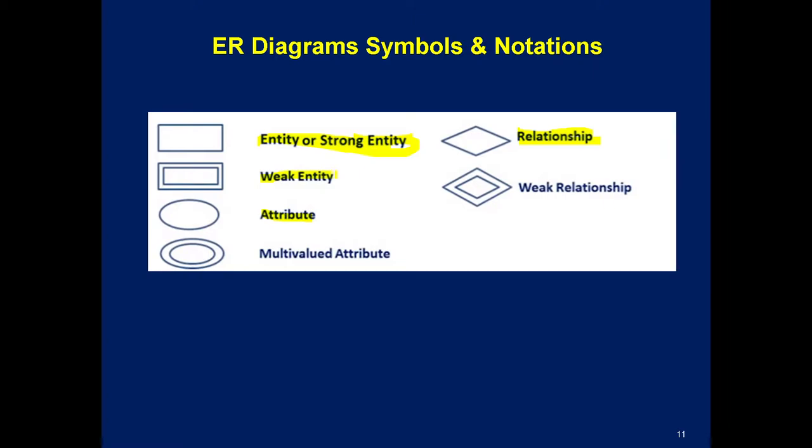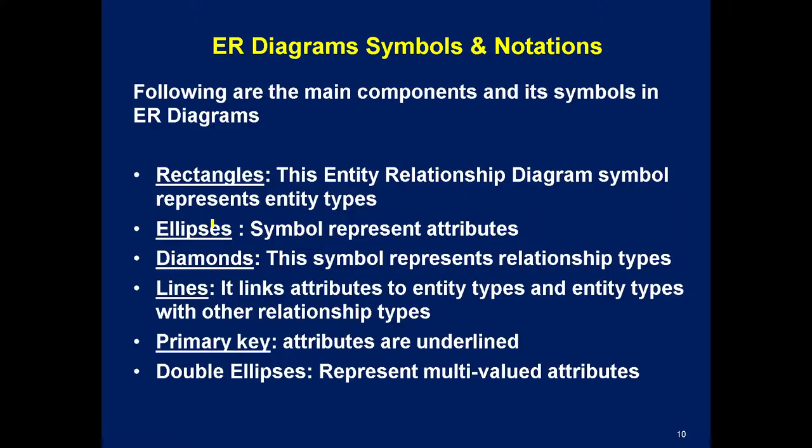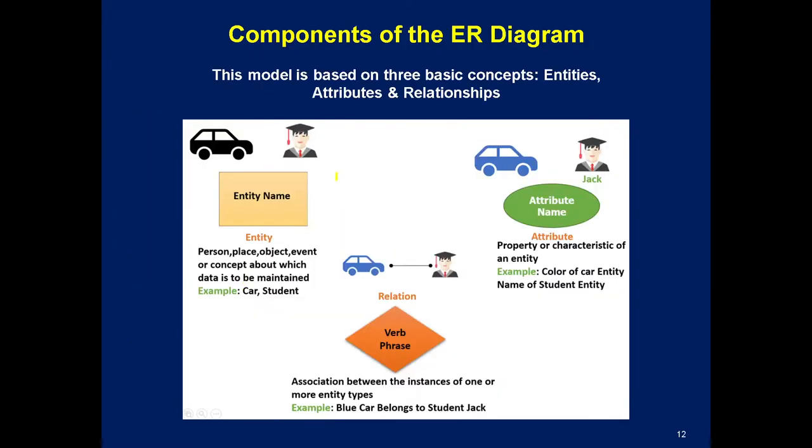And as for the weak entity, we will define what is a weak entity and what is a normal entity. Multivalued attribute, these symbols are common but rarely used now, because a DBA would easily understand what a symbol means in our database. And here are the components of the ER diagram.